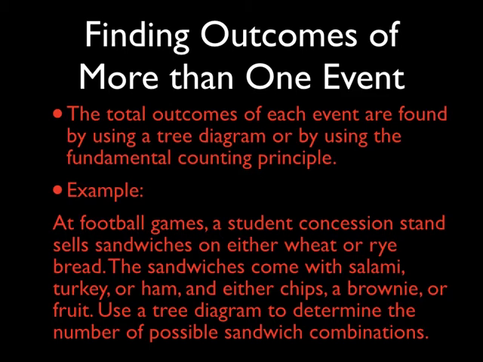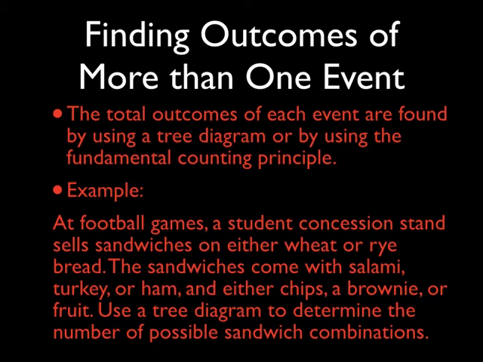And how do we do that? So let's have this example. At football games, a student concession stand sells sandwiches on either wheat or rye bread, and the sandwiches come with salami, turkey, or ham, and either chips, a brownie, or fruit. Use a tree diagram to determine the number of possible sandwich combinations.